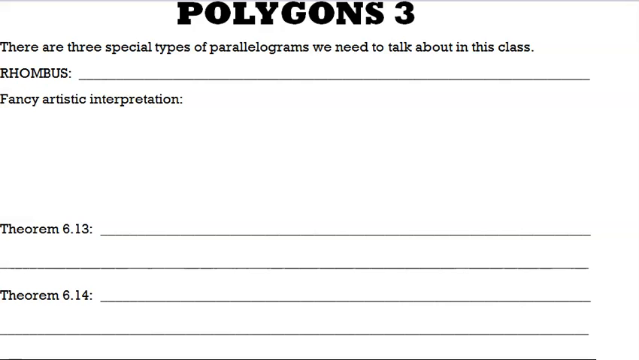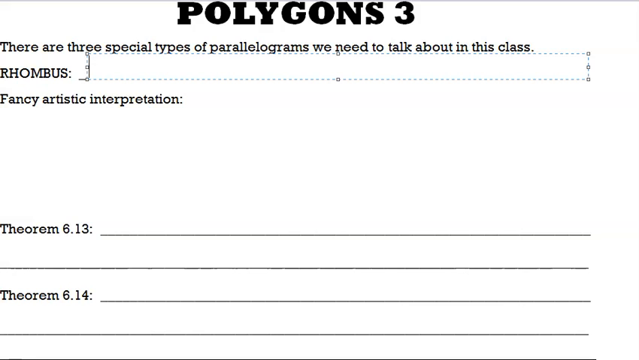Hey everybody, today we're going to work through Polygons 3. Now we are still dealing with parallelograms, but we're going to talk about three particular kinds of parallelograms that are going to come up a whole lot, and also talk about how to know the difference between them all. So let's get started with the first one, which is a rhombus.